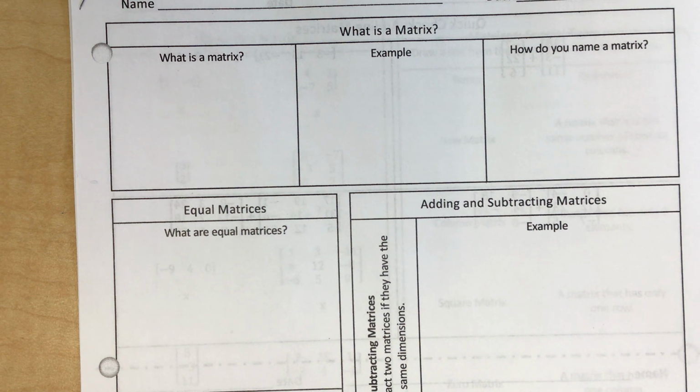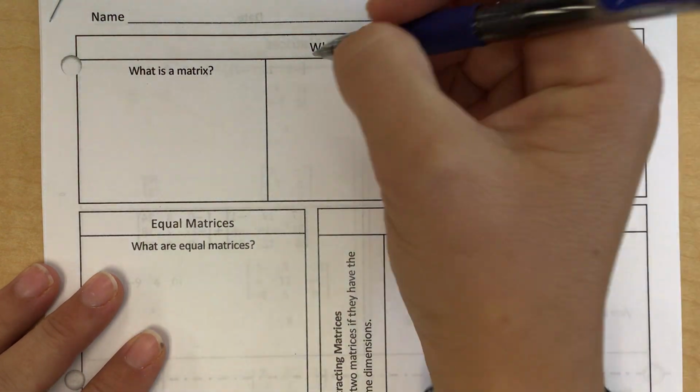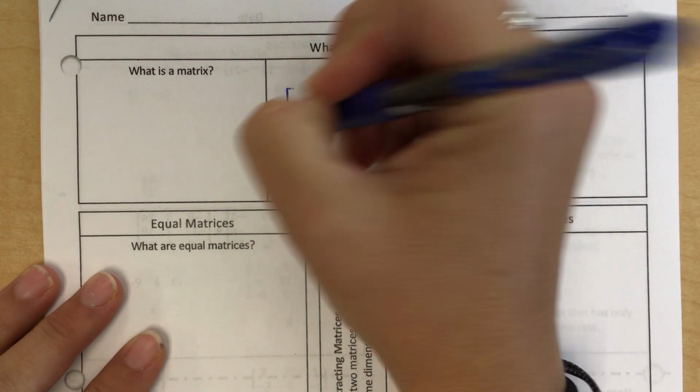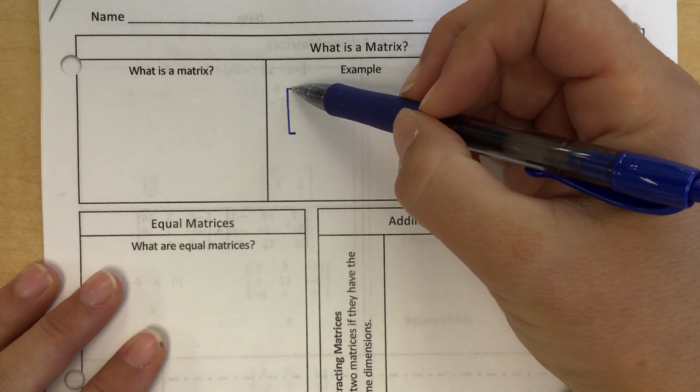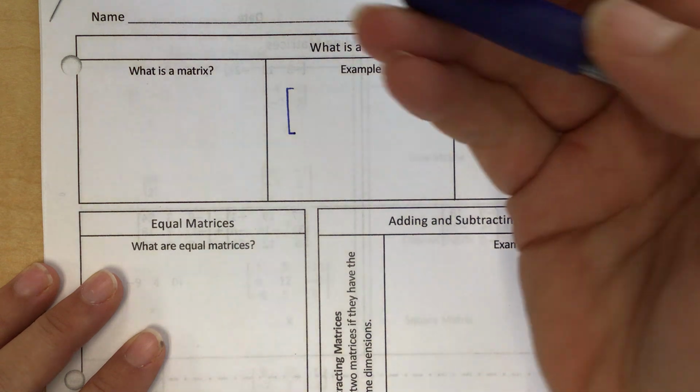All right, so a matrix. A matrix is just another way to organize information or data, kind of like a table or a chart or a graph or something like that. So we just have another way of showing data, and that's through a matrix. I'm going to show you the example first. A matrix is going to look like this. You're going to have brackets, and you have to make sure that you actually have the brackets, not just a straight line, because a straight line would be something different.